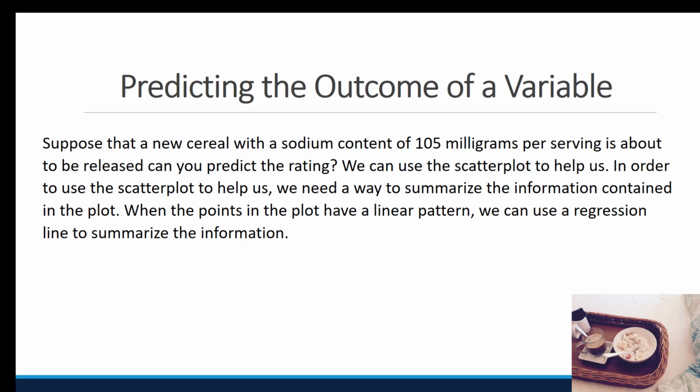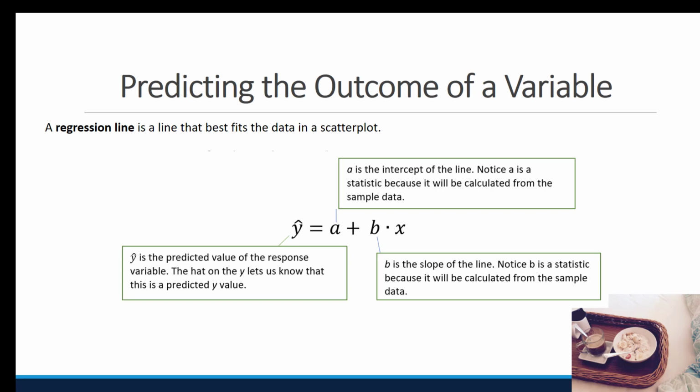In order to use the scatter plot to help us, we need a way to summarize the information contained in the plot. When the points in a plot have a linear pattern, we can use a regression line to summarize the information. A regression line is a line that best fits the data in the scatter plot. It is also known as a least squares line. When there is a single explanatory variable, the equation for this line can be written as follows.